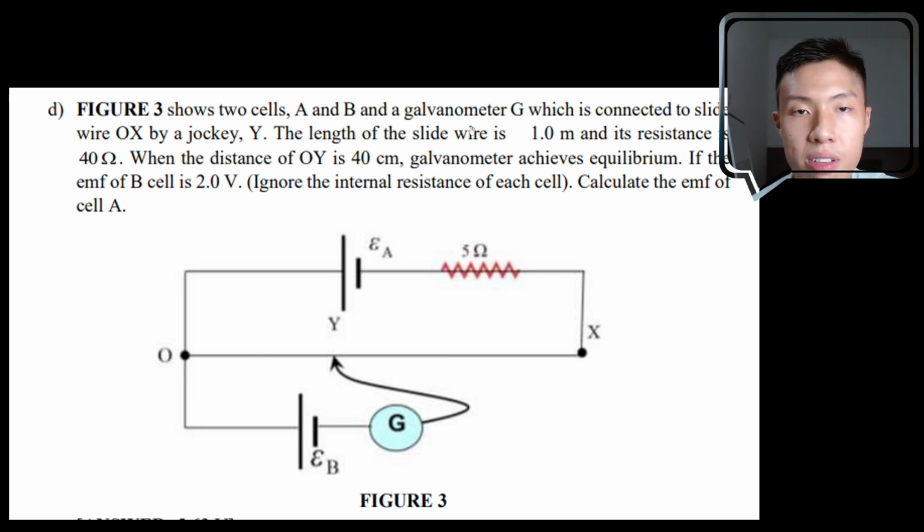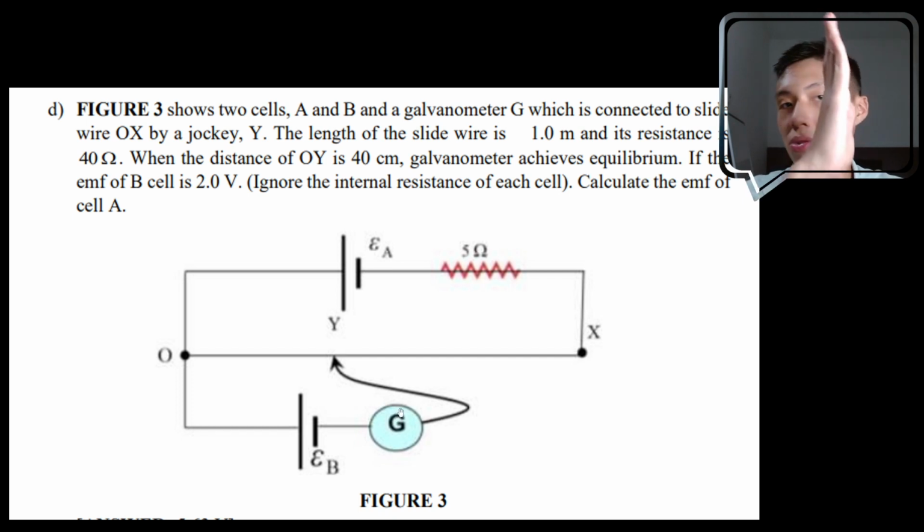The length of the slide wire is 1 meter. So from O to X over here will be 1 meter, and its resistance is 40 ohm. So the resistance of this piece of slide wire is 40 ohm. When the distance of OY, which is from here to the jockey's position, is 40 cm, the galvanometer achieves equilibrium. When we say galvanometer achieves equilibrium, that means that there is zero deflection in the galvanometer.